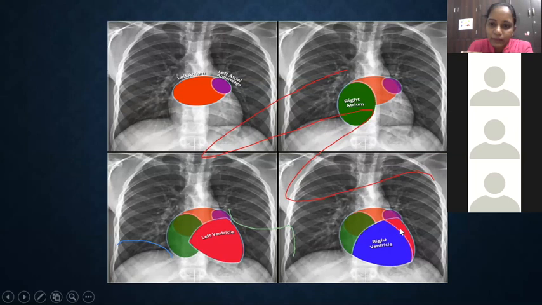The right ventricle will be the most anterior structure in the heart shadow, and the left atrium will be the most posterior structure in the heart shadow. And because of all these things, a left atrial enlargement will be seen as a double contour appearance. That is, it will be seen as a double shadow.